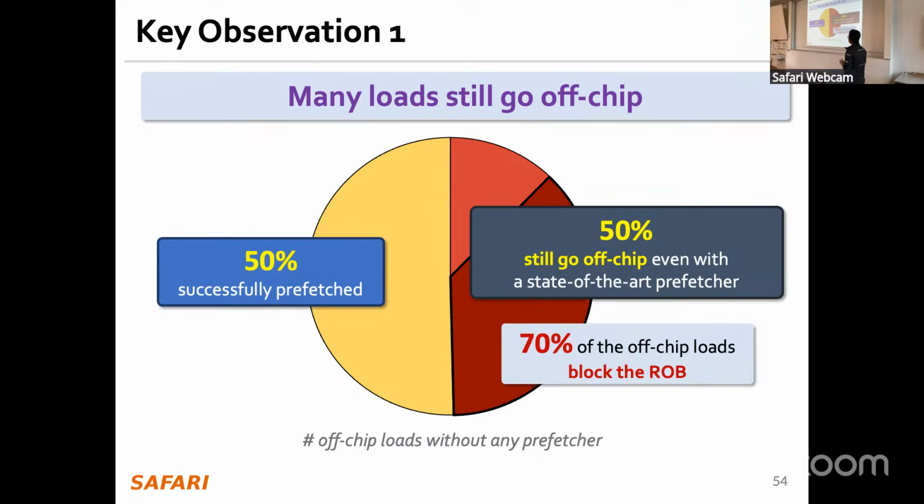Now, 70% of this half are also the ones that are stopping the out-of-order processor from even progressing. There is something called the reorder buffer that executes the instructions out of order. That is getting stopped. So the commit from this reorder buffer also gets stopped by 70% of these 50%. So they are the most performance-critical loads.